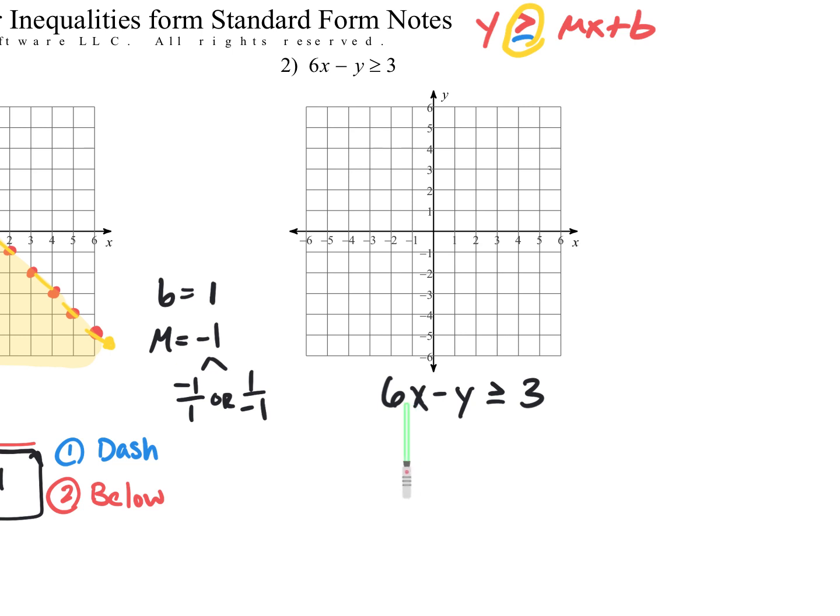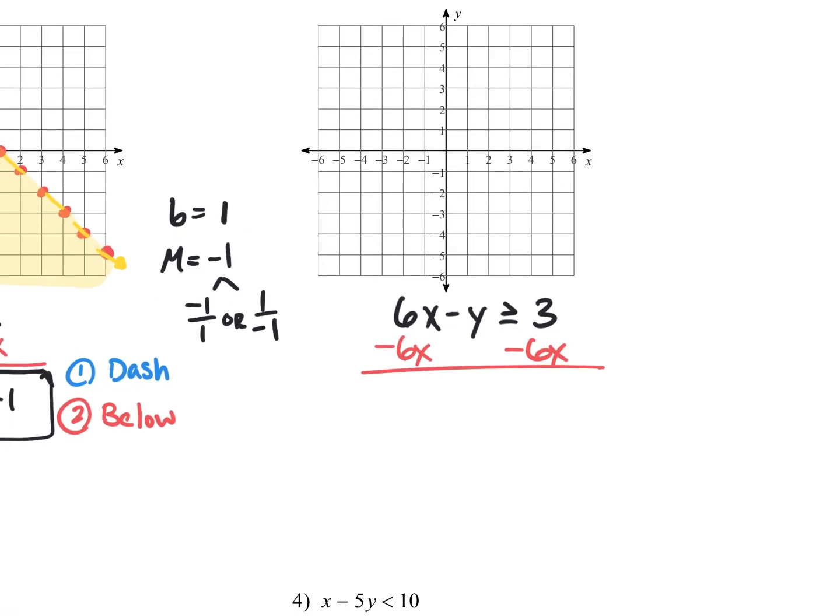Well, that means instead of having 6x, I need to move it to the other side. Well, 6x is positive, so I need to subtract 6x from both sides. Are y'all staying with me? I feel like you're starting to lose me and do other stuff. Stay with me. Close your Chromebooks if you need to.